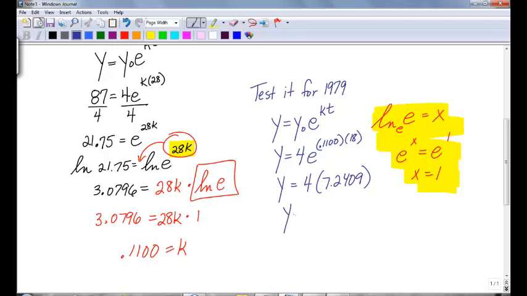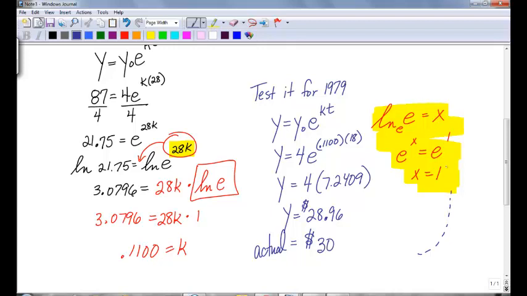And y equals $28.96. Then he went back and looked. It was a little off. The actual, I guess I shouldn't call it y, the actual was $30. But basically it was real close to going up exponentially.